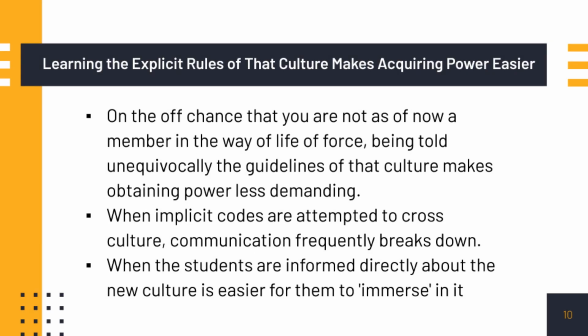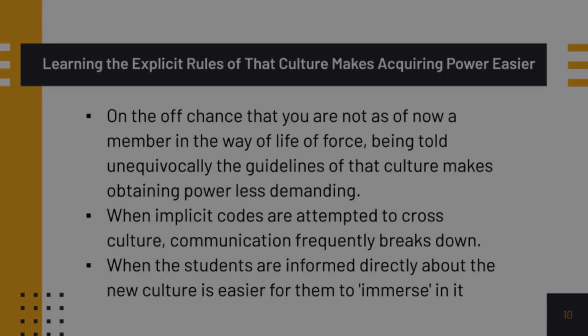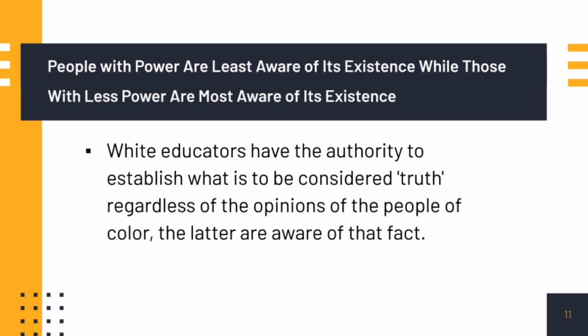Number 4. Learning the explicit rules of that culture makes acquiring power easier. If you are not already a participant in the culture of power, being told explicitly the rules of the culture makes acquiring power easier. When implicit codes are attempted to cross-culture, communication frequently breaks down. Basically, this means that when students are informed directly about the new culture, it's easier for them to be immersed in it.